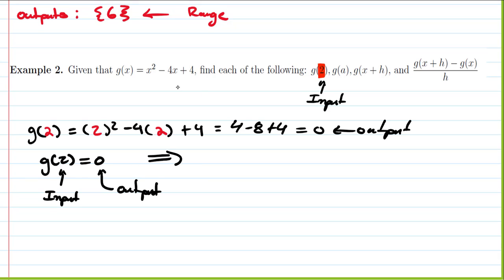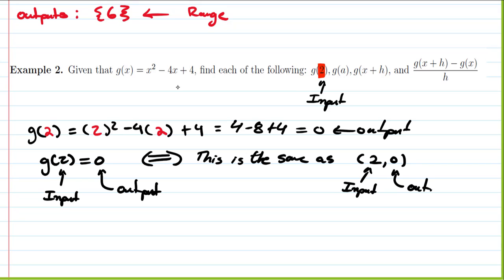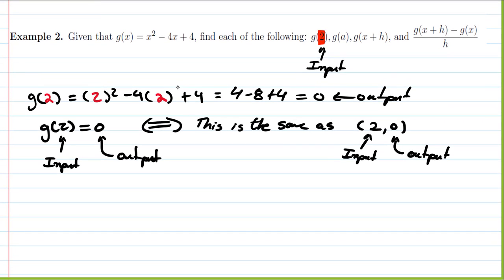We want to note that this is just a different way to write an ordered pair. So this is the same as (2, 0), right? The input g of 2 equals 0 is the same as the ordered pair (2, 0), because my x is my input and the 0 is the corresponding output. It's just two different ways to write the same thing. So they're both ordered pairs. One in function notation, one in the classical ordered pair notation.